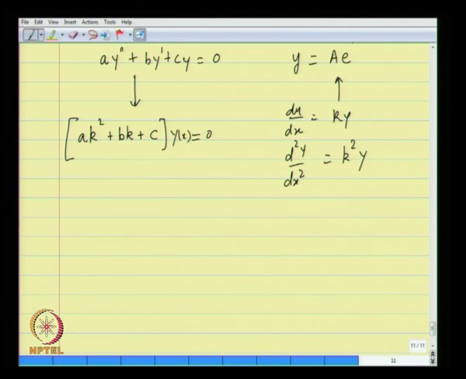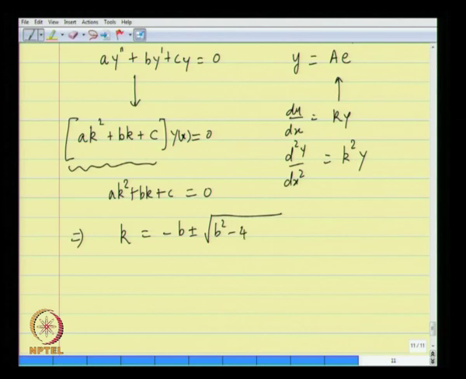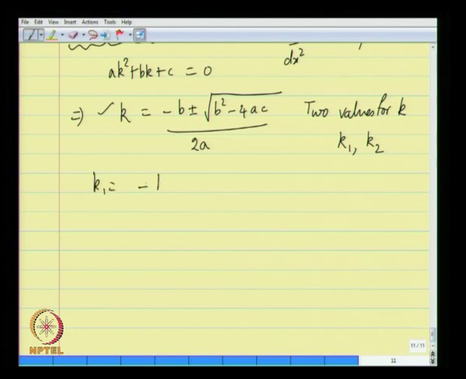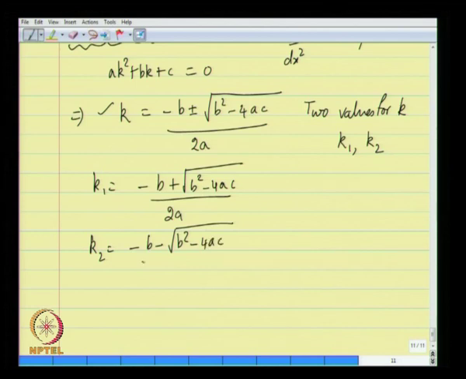And since y of x is not 0 everywhere, it is arbitrarily non-zero, you have the quantity ak² + bk + c is equal to 0. And this gives you the solution for k as (minus b plus or minus the square root of b² minus 4ac) by 2a. So, you get two values for k, which you can call k1 and k2. k1 is obviously one of the roots, (minus b plus the square root of b² minus 4ac) by 2a, and k2 is (minus b minus the square root of b² minus 4ac) by 2a.